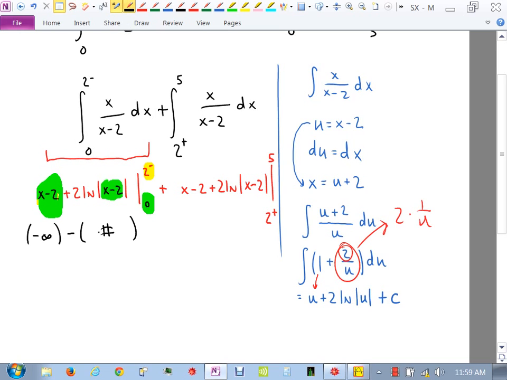I don't even care if it's positive or negative. If I have negative infinity and then a number, that's negative infinity. That diverges. We're done. I don't need to check the other integral. If any single one of those diverges, we're done. Okay?